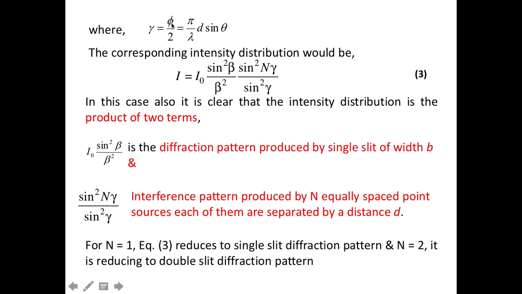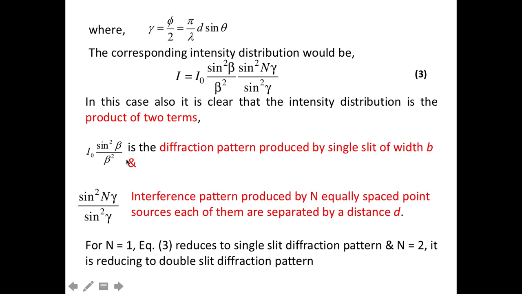Again, gamma, which is phi by 2, is equal to pi upon lambda d sine theta, that you already know. The corresponding intensity I is equal to I0 sine square beta upon beta square, sine square n gamma upon sine square gamma. In this case also it is very clear cut. This is the product of two terms.